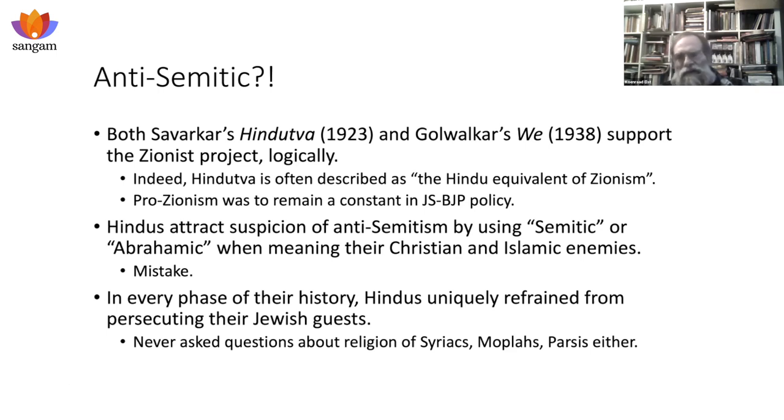And anyway, that would have been very strange because Hindus have never really cared about the religion of others that were welcome to settle in India. You see, there were Syrian Christians who came. They were allowed to settle. There were no questions asked about what your religion is really about. The Moplas settled, Arab traders in Kerala. First, they were pagans. Then when in Arabia, Islam came into vogue, more and more of them were Muslims.